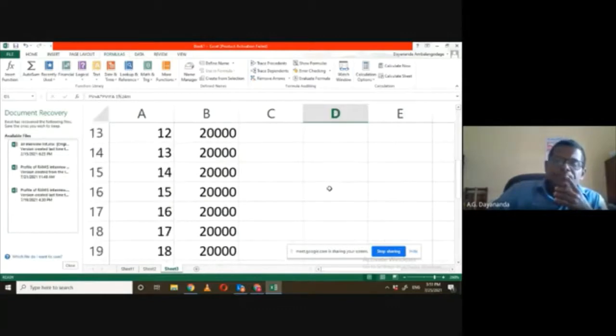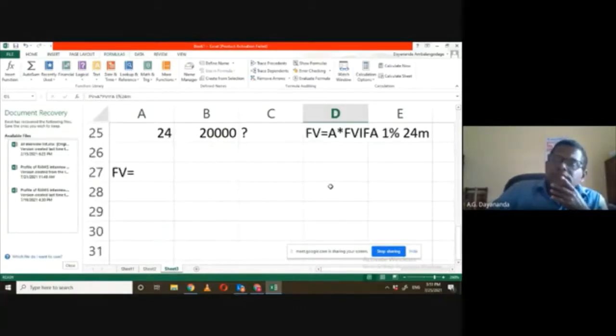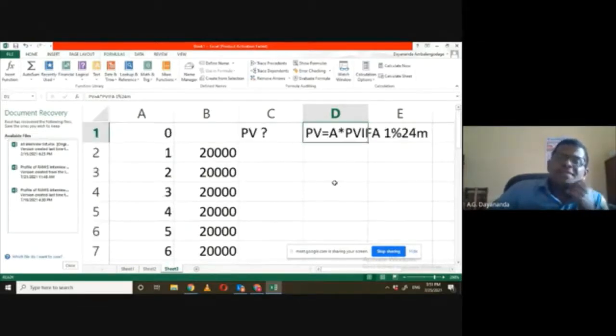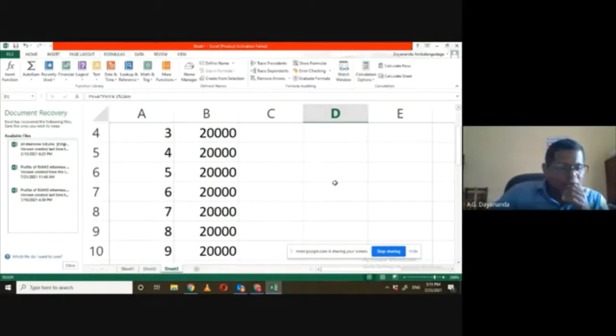Is it clear? Yes. Can you try to find out the answer by using your table? I'll give you 2-3 minutes. Just look at the table and the formula.